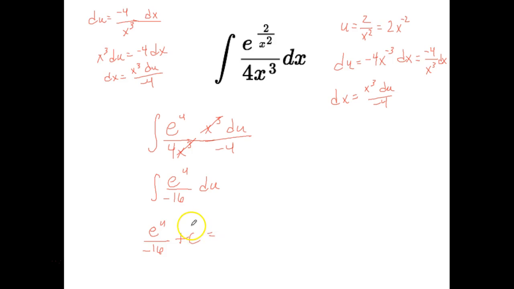Now remember, we don't want that u there, we want it in terms of x. So we're going to write e to the u, which is 2 over x squared, over negative 16 plus c. And that's going to be your integral.